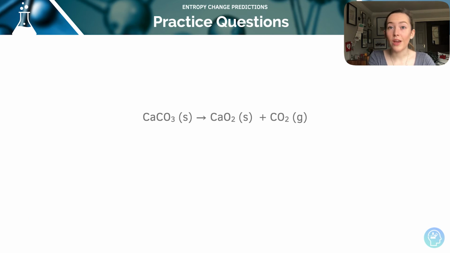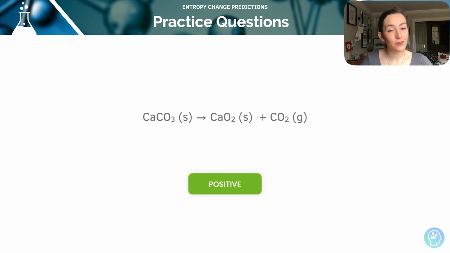Let's have a look at some examples. So looking at this equation here, predict whether we would see a positive or negative entropy change. It is a positive entropy change. That is because we've got a greater number of gaseous molecules on the product side. Well, we have none on the reactants, we've got 1 mole on the product side.